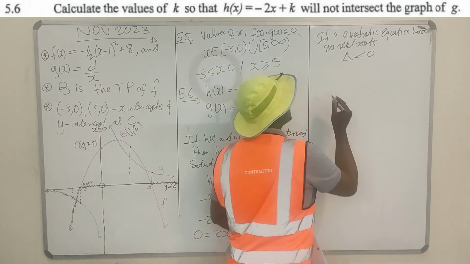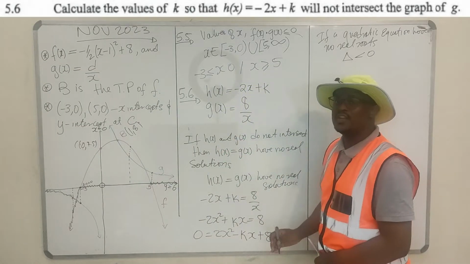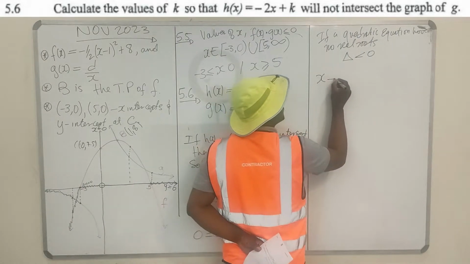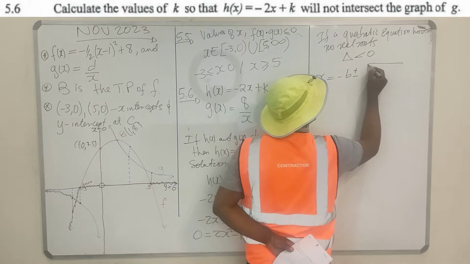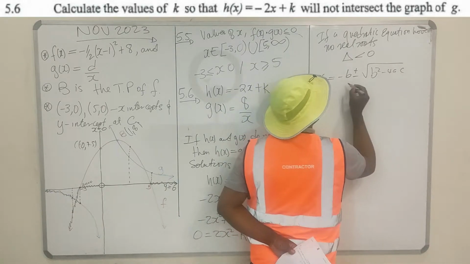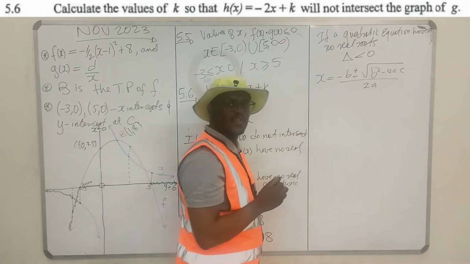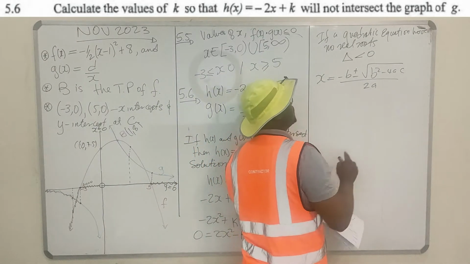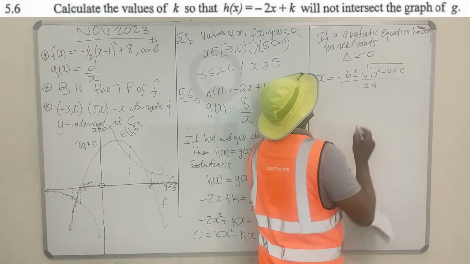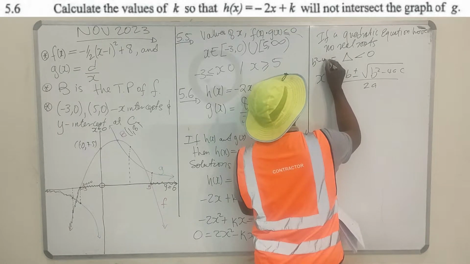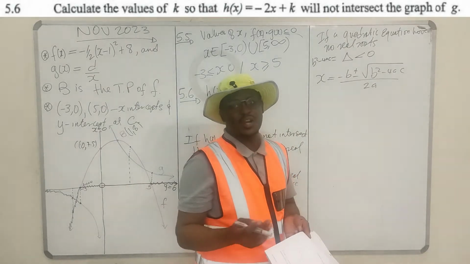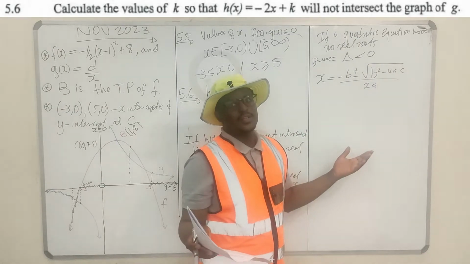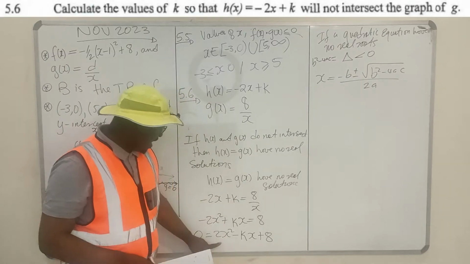Do you understand? To solve the quadratic equation, you can use the quadratic formula: x is equal to negative b plus or minus square root of b squared minus 4ac, all over 2a. This part, b squared minus 4ac, is the discriminant. It's the formula of a discriminant. When I talk about the discriminant, I talk about this part under the square root.